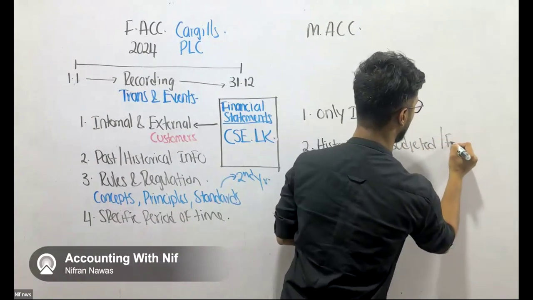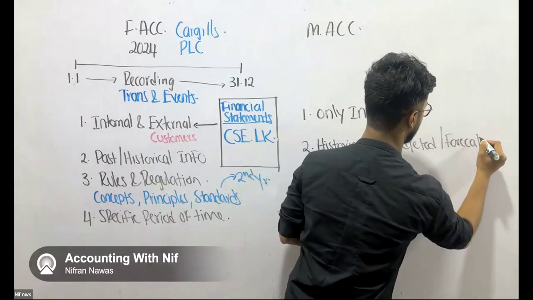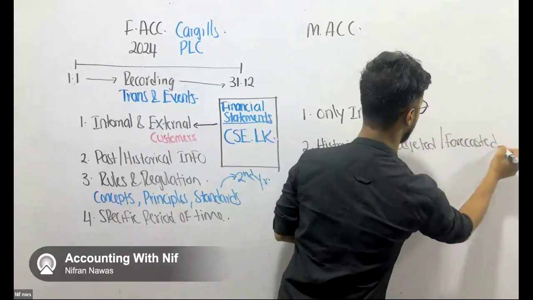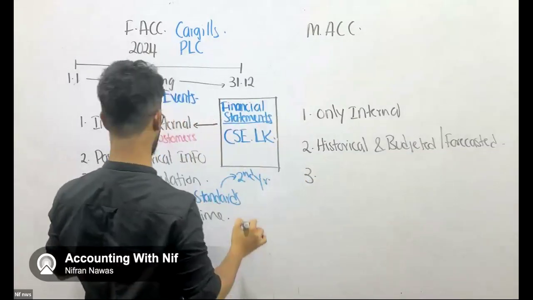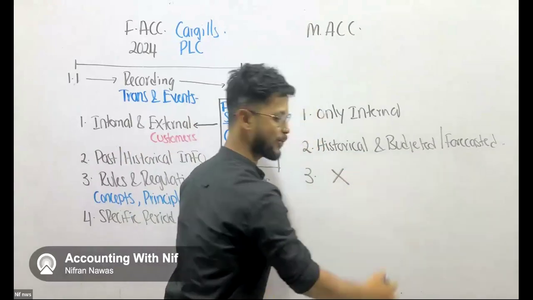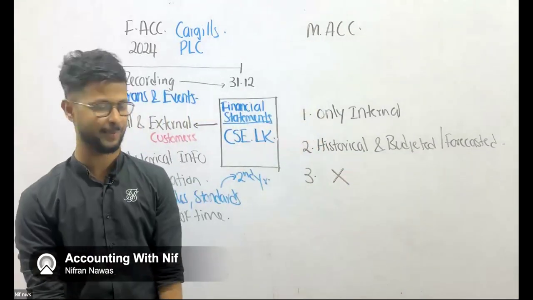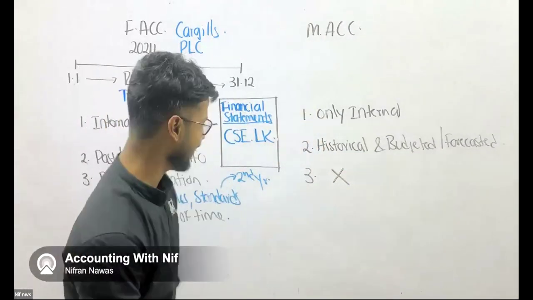Budgeted can also be known as forecasted. Okay, budgeted information and forecasted information. And let me help you out with the third point. Rules and regulations are not applicable. That's easy, right? So I just quickly got that done.